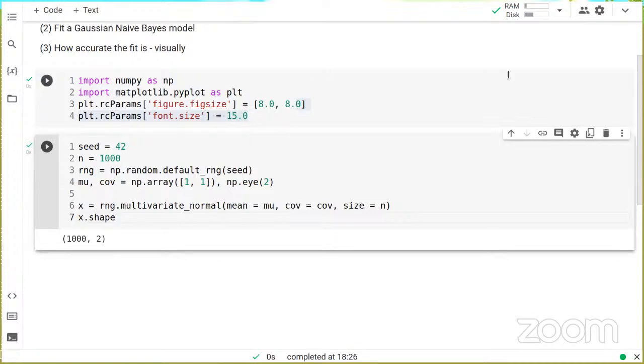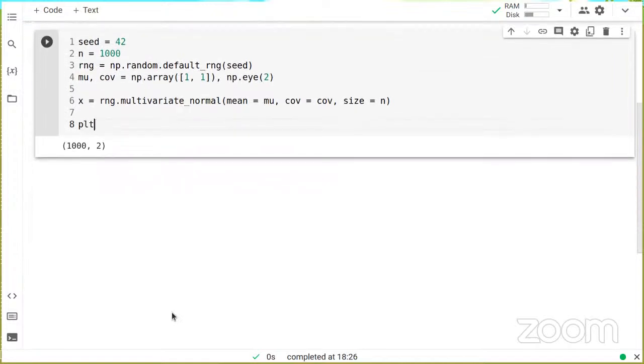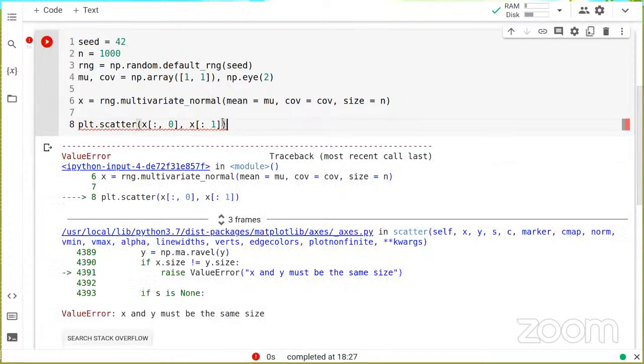See, this is bivariate, right? So the moment I say the mean is at 1 comma 1, let me plot it. Once I plot it, it will be clear why the shape is 1000 comma 2. So how do we plot? We do plt.scatter. It's a scatter plot. All the x coordinates will go in this array, and all the y coordinates will go in this array, colon comma 1. Sorry, yeah.